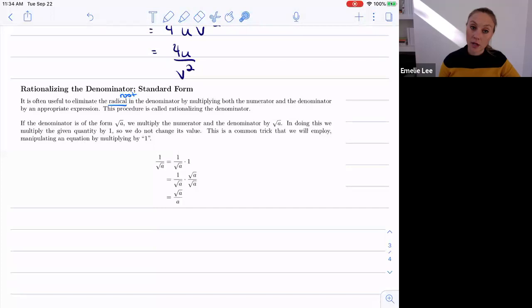We can rationalize the numerator too, and then it would just shift the root from the numerator to the denominator. But a lot of the time we're moving the root from the denominator to the numerator.